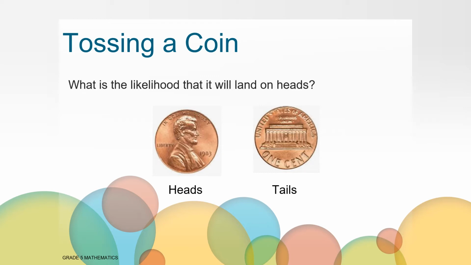What is the likelihood that it will land on heads? Well, since there are exactly two possible outcomes, heads is one of the two and tails is one of the two, then it is equally likely that it will land on heads as tails.